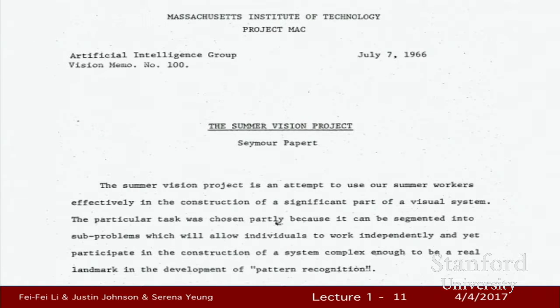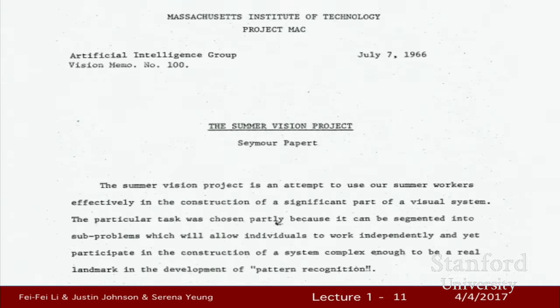Another urban legend is that the birth of computer vision can be precisely dated to July 7th, 1966. That's the day that an MIT professor wrote the following memo, proposing a summer vision project. In 1966, the field of artificial intelligence was already born. A lot of pioneers were studying how we can make machines intelligent. And vision is clearly part of intelligence, part of human intelligence, part of some animal intelligence. So clearly, we want to make machines see.